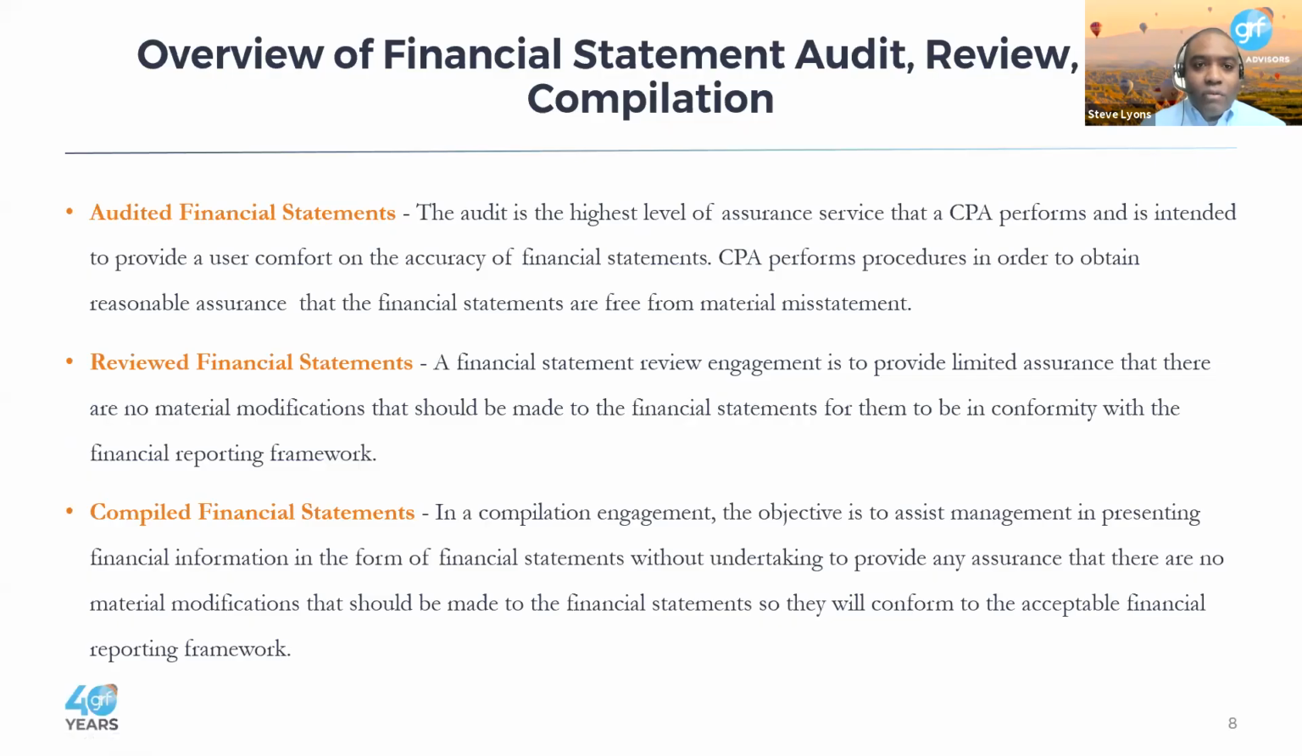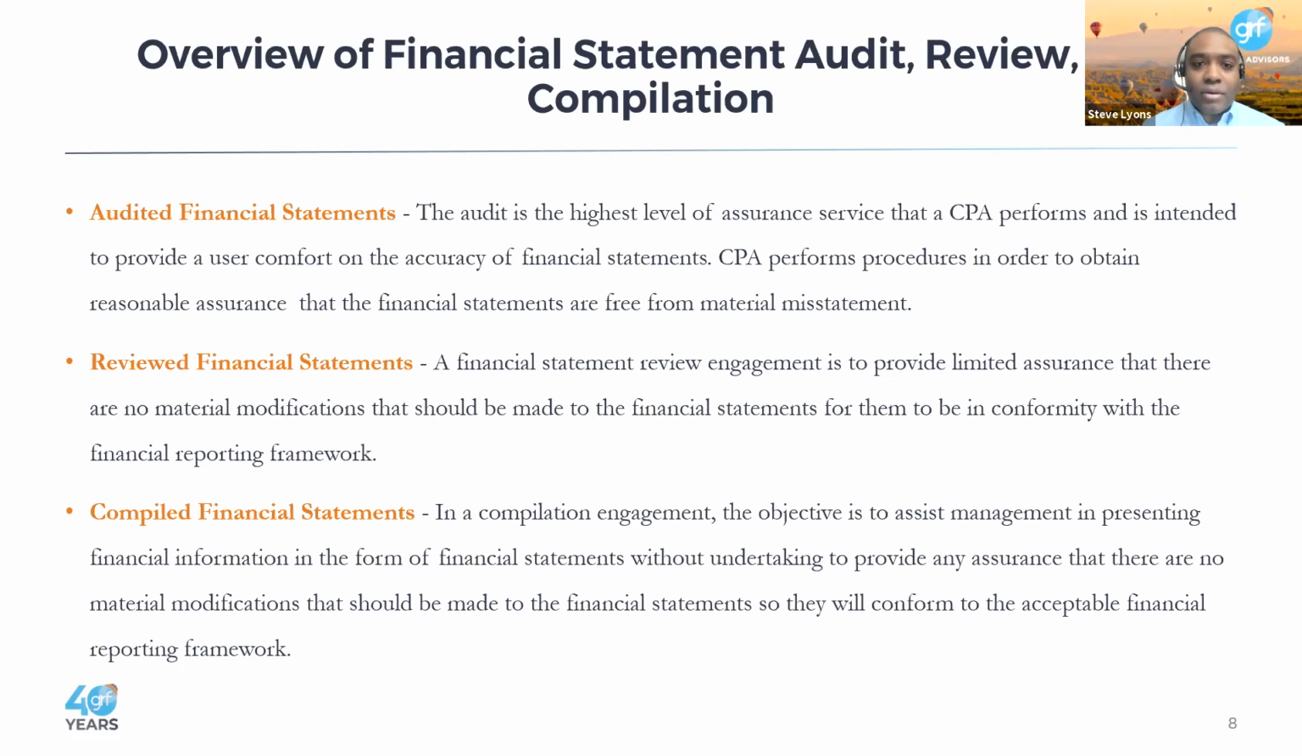Let's get started with a quick overview of the common levels of financial statement services. They are an audit engagement, a review engagement, and a compilation engagement. An audit engagement provides the highest level of financial statement services. A review engagement provides limited assurance in the financial statement services. And compiled financial statements provide no assurance. Just a quick note on the review and audit engagements. Your CPA needs to be an independent third party to perform those services. In a compilation, your CPA does not have to be independent, but must disclose that in the report.